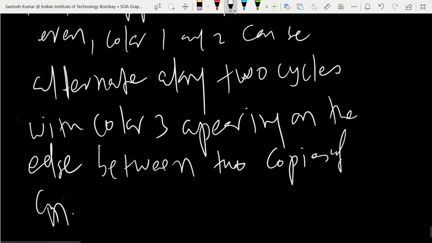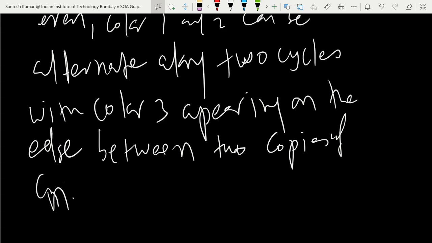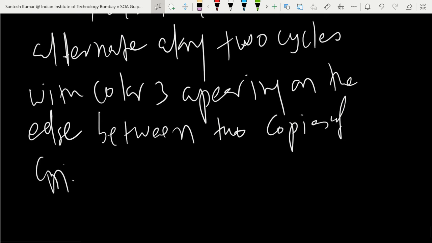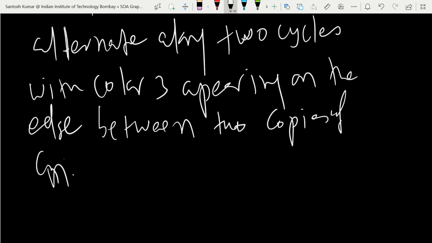Okay, so if n is even, on the Cn you can take alternate colors. So just two colors will be enough to label the edges of Cn, and the edges between the two copies of Cn, that is the edge of K2, you can label with the third color. So three colors are enough.